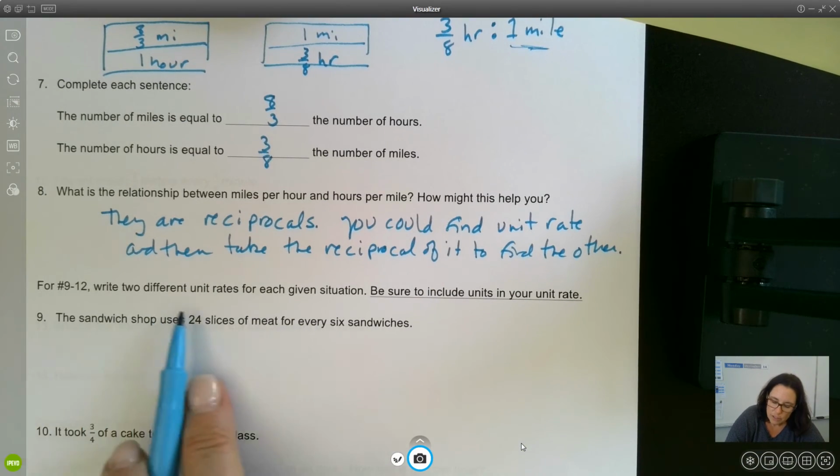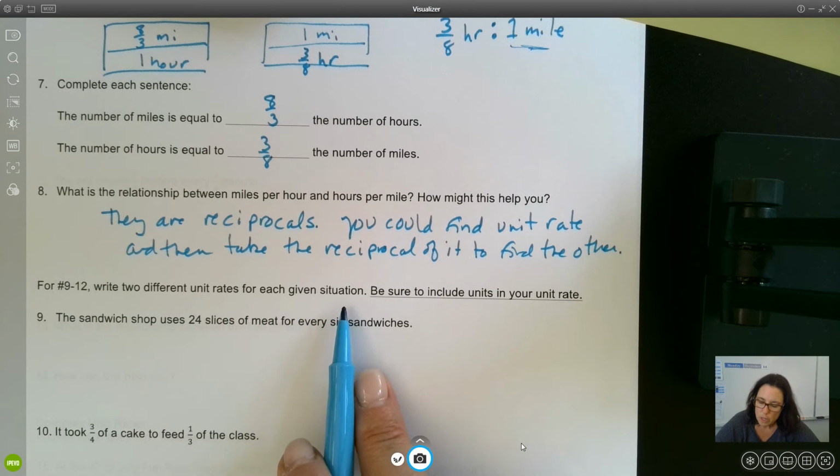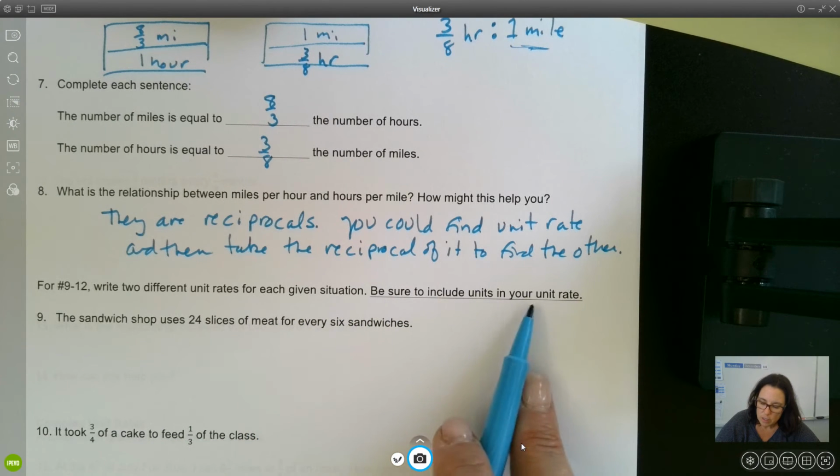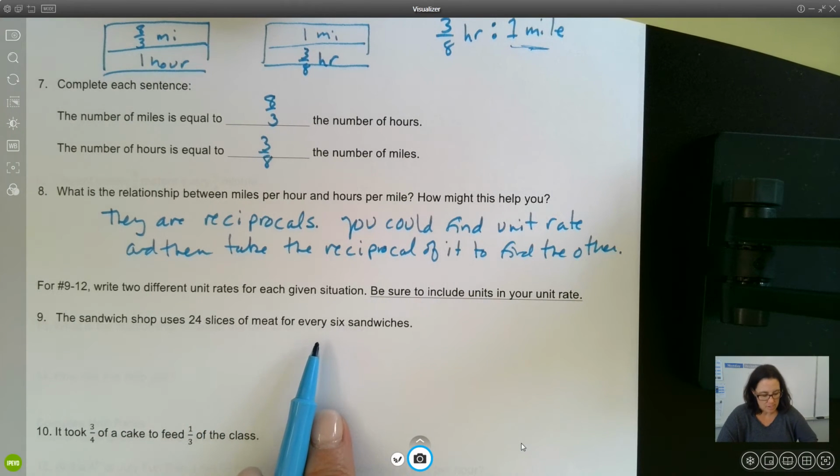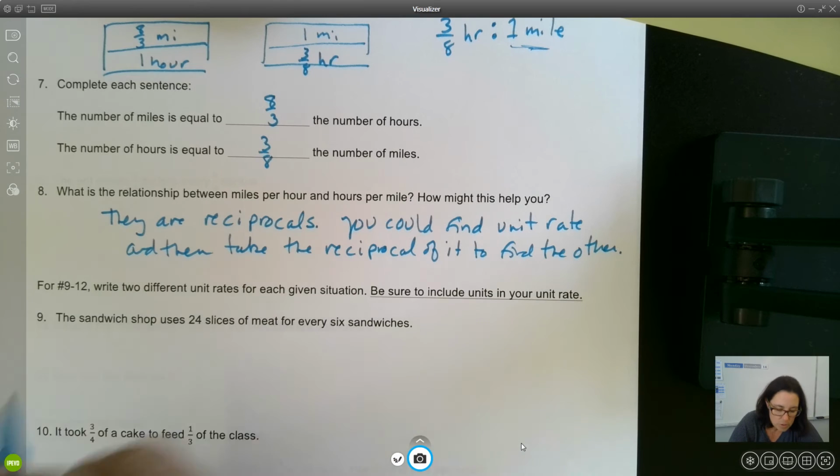All right, write 2 different unit rates for each given situation. Be sure to include units in your unit rate. The sandwich shop uses 24 slices of meat for every 6 sandwiches. Okay, well, there's usually an easier one and a tougher one.